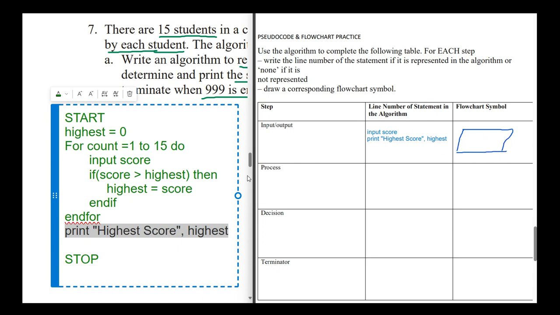Right. Next one, process. Do we have any process? Yes. We are assigning 0 to highest. Highest equal to score. Those two would be inside the process box.